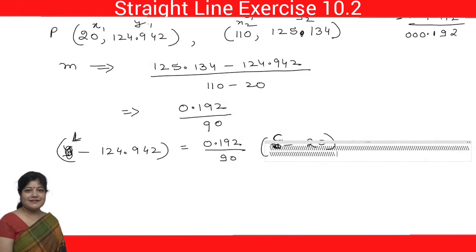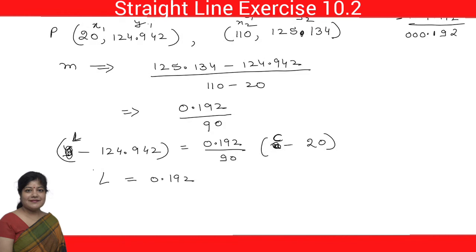So what happened? We can write like this: 0.192 over 90 times C plus 124.942. This is a typical type of question. This is our answer.